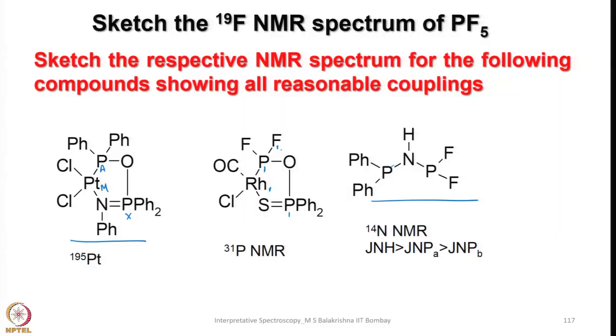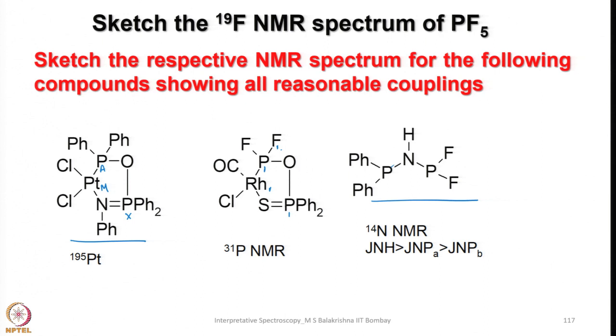Let us continue discussing more interesting examples of phosphorus compounds and see how easy it is to interpret the data obtained from 31P NMR spectra of various very interesting phosphorus compounds. In my previous lecture, I showed these three molecules, and I showed you how to sketch the NMR spectrum of both 195 platinum as well as 31P phosphorus in the case of the platinum compound.